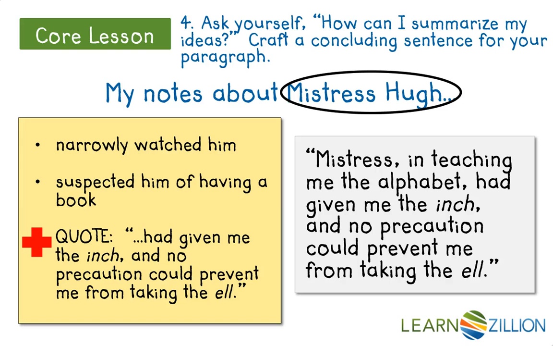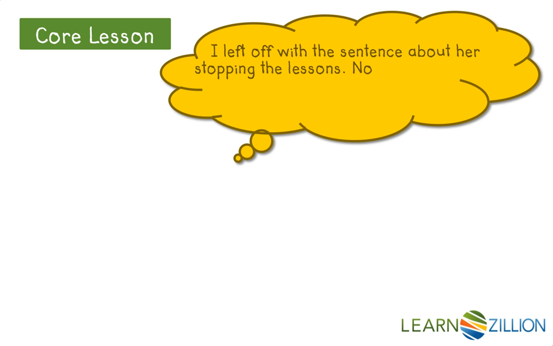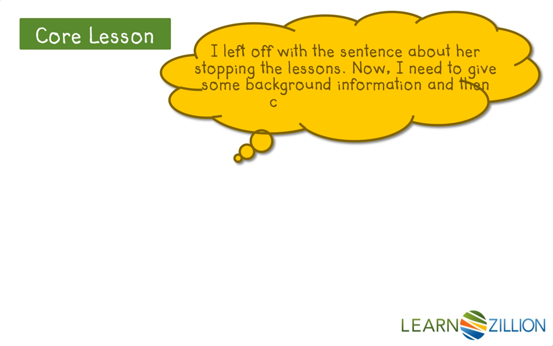I'm thinking that in order to do this, I have to do a bit more explanation about this part that says no precaution could prevent me. If the reader does not know about the precautions Mistress Hugh took to prevent Frederick from reading, this quote won't make as much sense. As I begin, I'm thinking about where I left off. I left off with a sentence about Mistress Hugh stopping the lessons. Now I need to give some background information, and then it will be fine for me to end with the quote. So I will do that in this way.